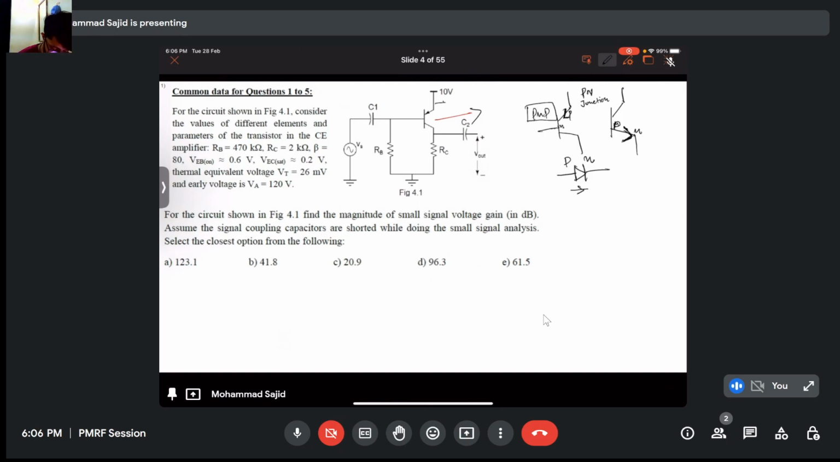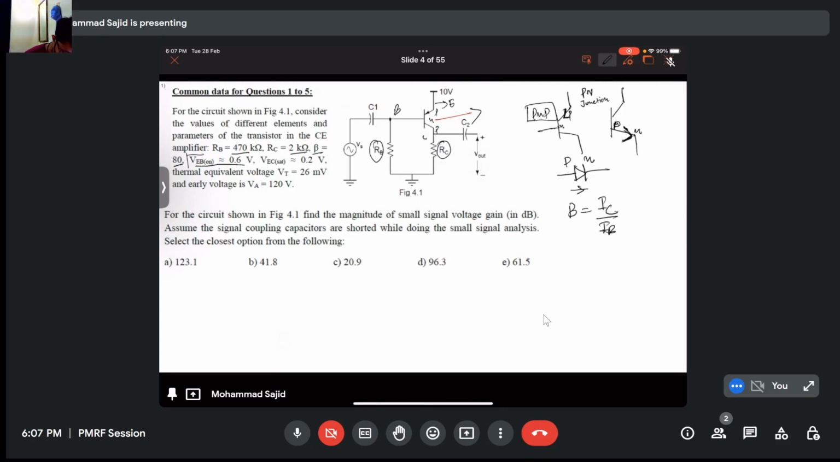What does that mean? This is a PNP, so the emitter-base junction should be forward biased. This is the emitter, this is the collector, this is the base, right? All the values for the resistors are given to us as 470 kilo, 2 kilo. Beta, that is IC by IB, is given to us as 80.